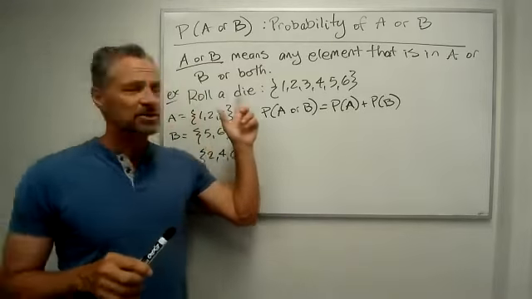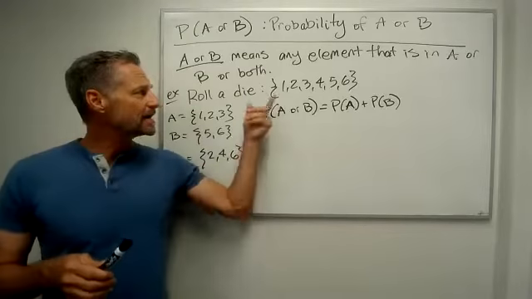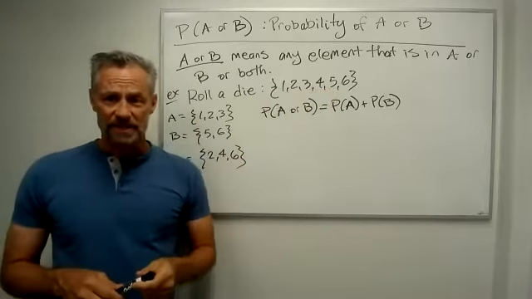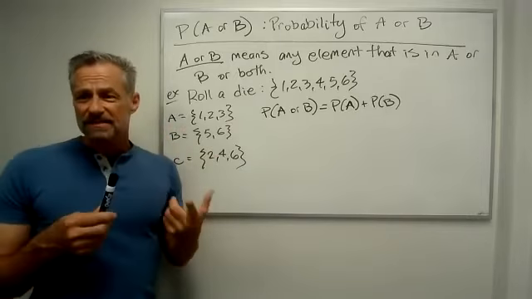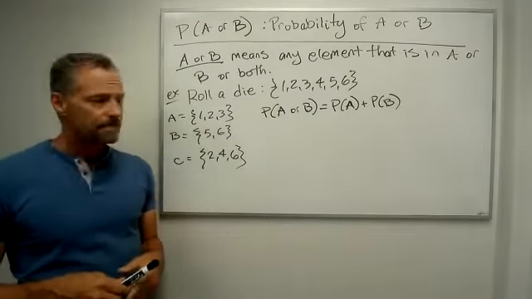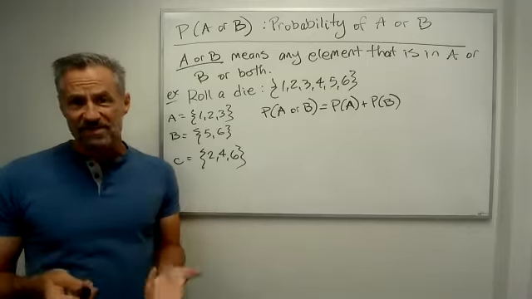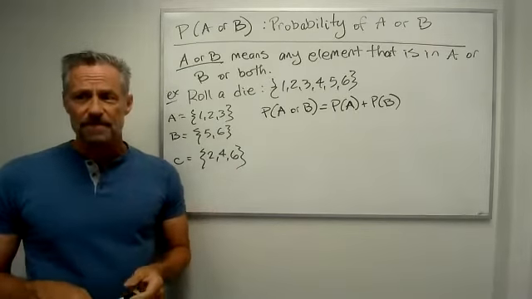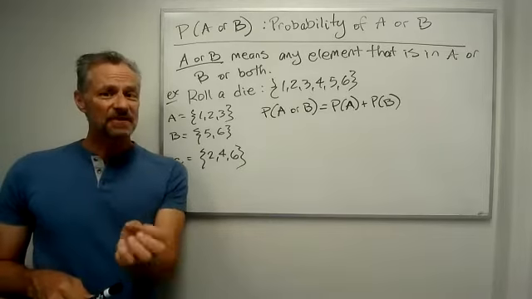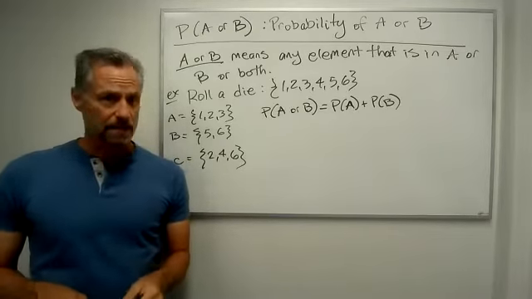So I've got an example up here. Suppose we roll a die, a regular six-sided die. The possible outcomes are the numbers 1 through 6. I've called event A that the roll is either a 1, 2, or a 3. Event B, the roll is either a 5 or a 6. And event C, it's an even number, either 2, 4, or 6. So let's look specifically at the probability of A or B.